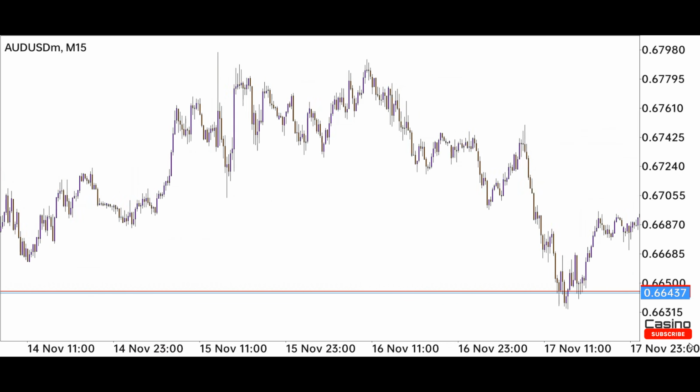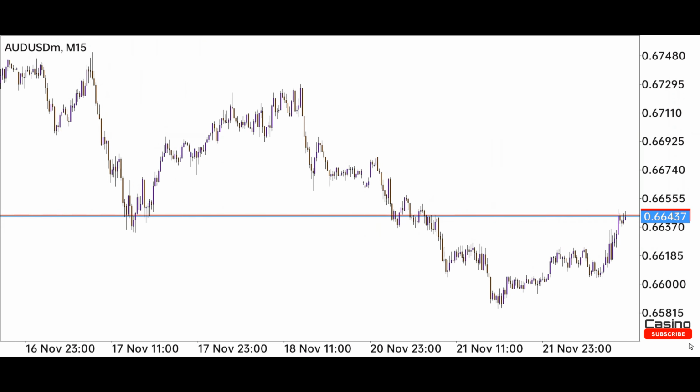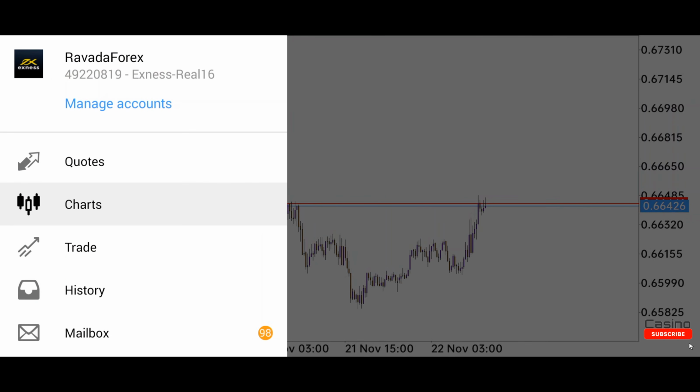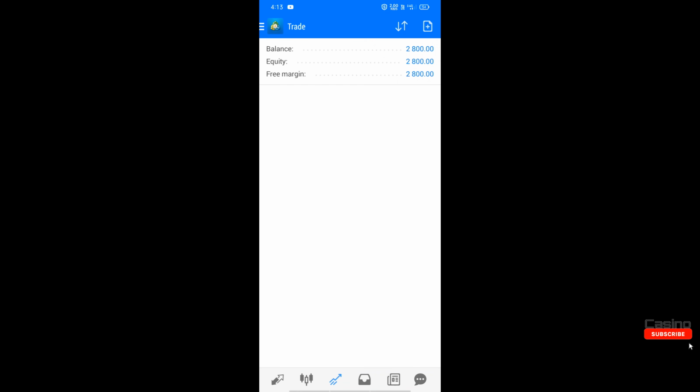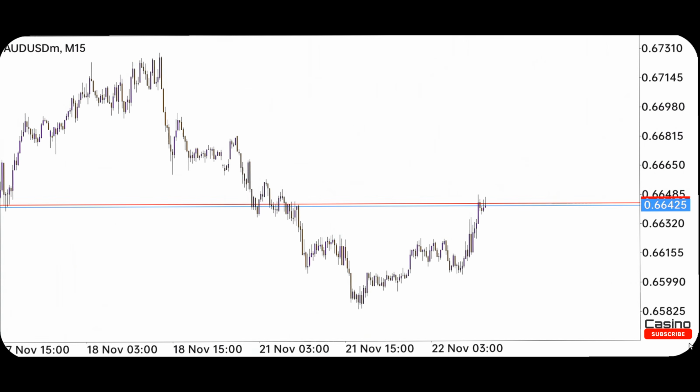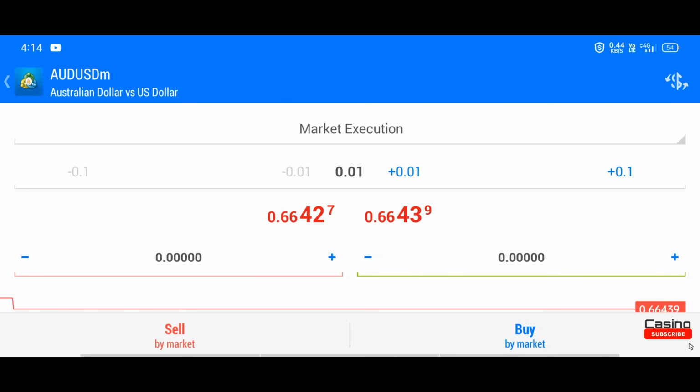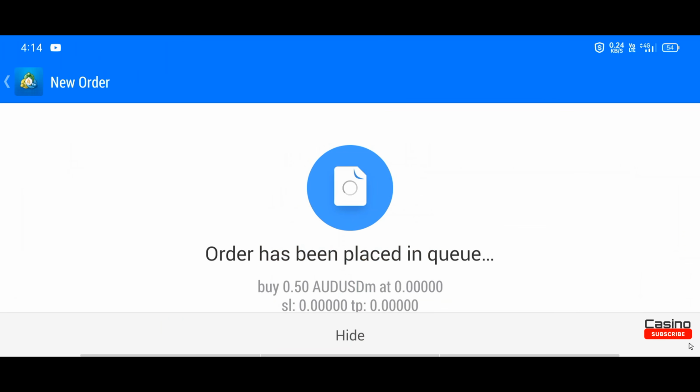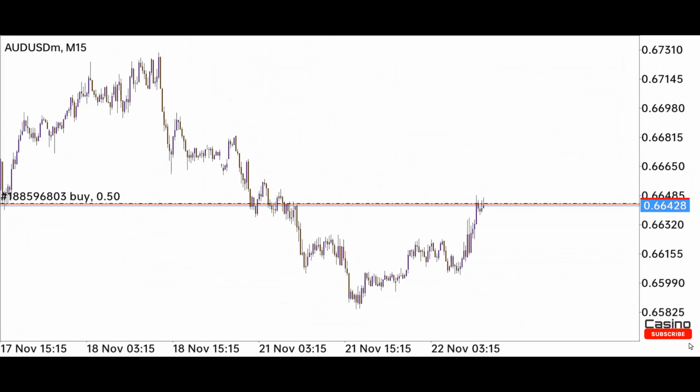Today we will trade in Australian dollar versus US dollar, where we will apply a trade by combining two strategies and try to profit. I have deposited $2,800 in this account, which we will grow with proper risk management and proper analysis. We will apply the trade first because the market is in the right place. Here I will use 0.50 lot size, which we have already calculated. See you in a while.